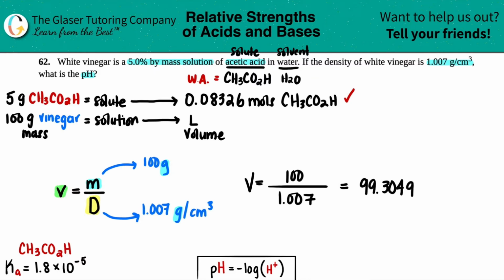And this has to be in the unit of the density. The density was in centimeters cubed. That's the unit for the volume. So at this stage of the game, this is 99.3049 centimeters cubed.